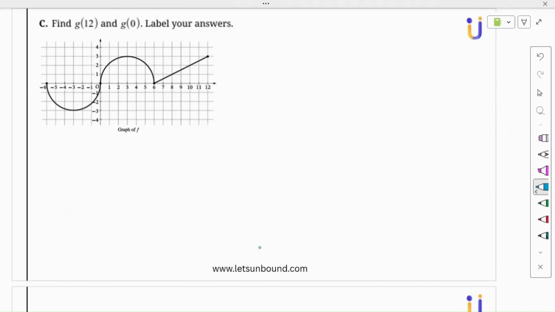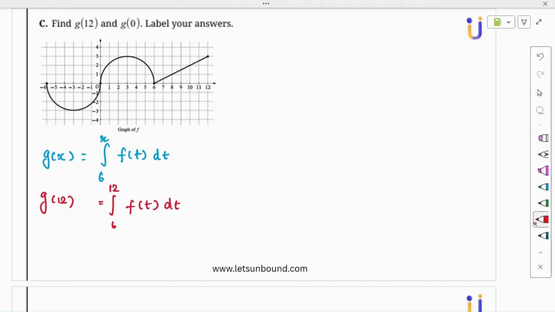Here we go. G of x is clearly given to us. G of x is the accumulation of f, the accumulation of your graph f, from 6 to x, where t is just a variable. I need G of 12. So G of 12 is the integral from 6 to 12, putting 12 in place of x, of f of t dt. So what does it mean? From 6 to 12, the area under the graph. That is what this integral expression is telling us.